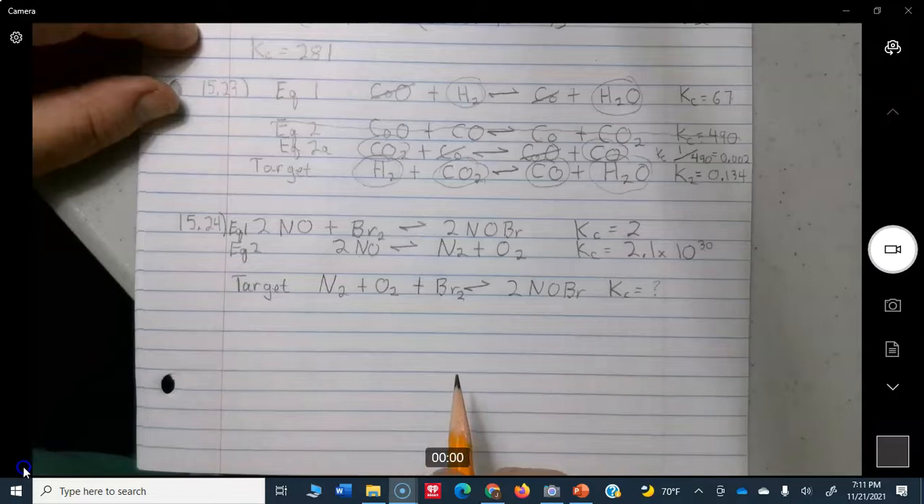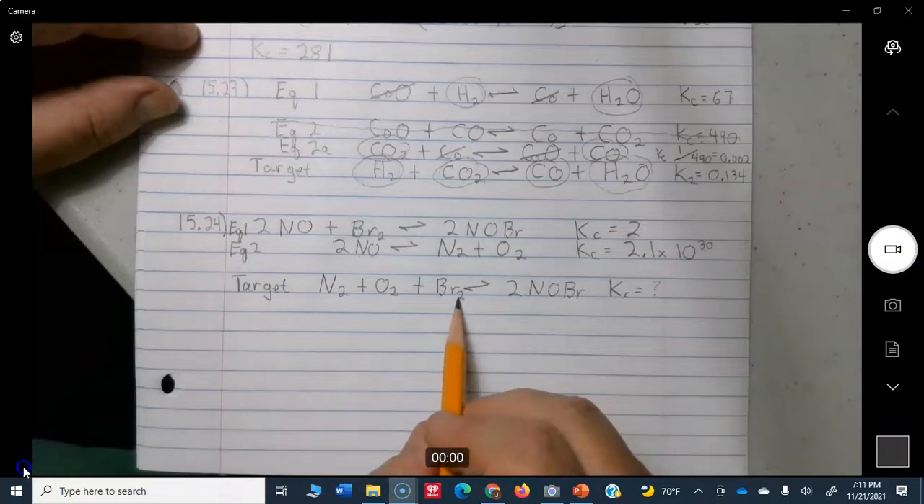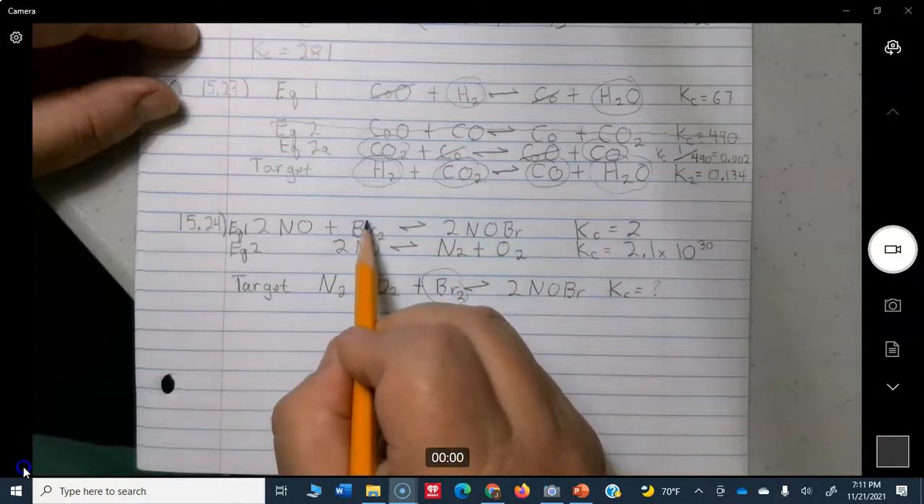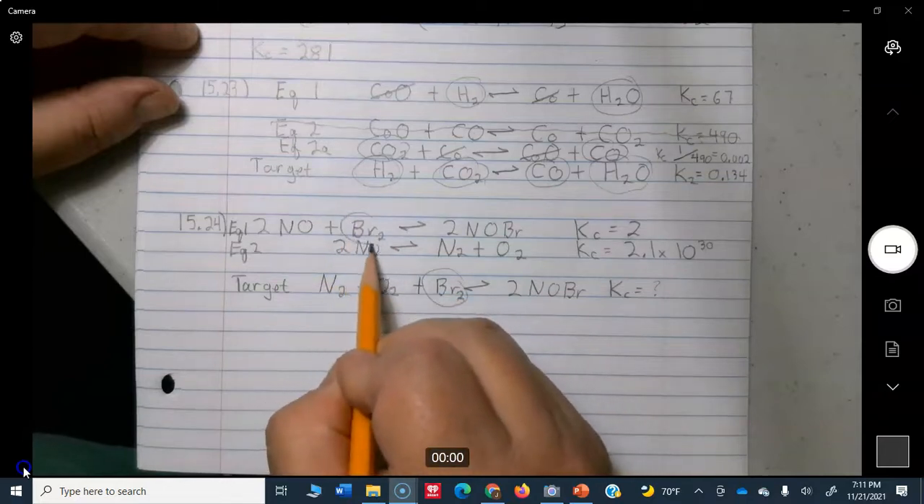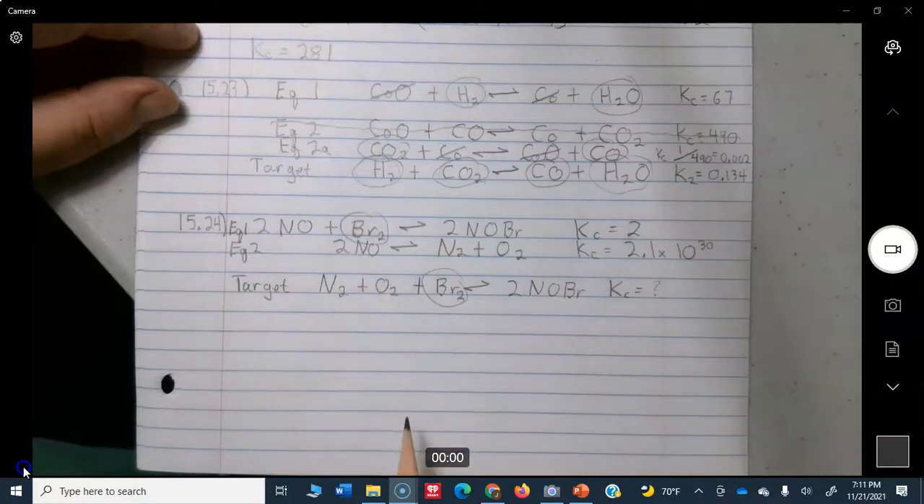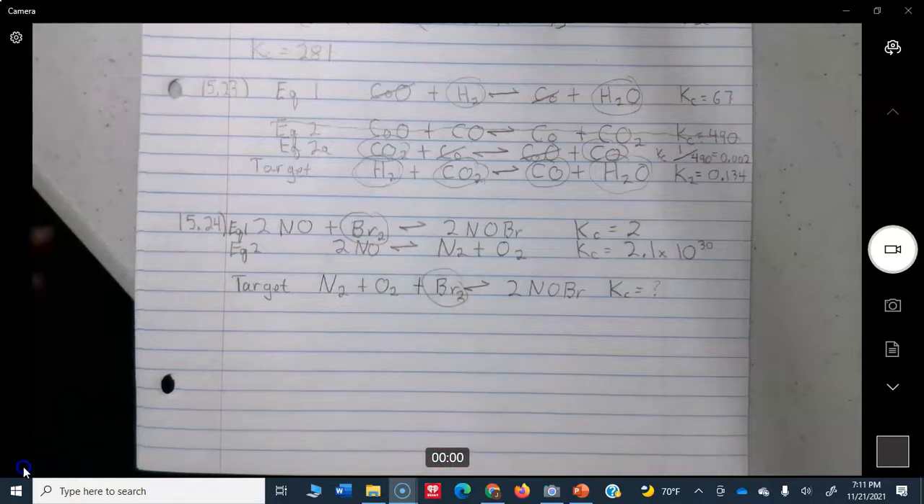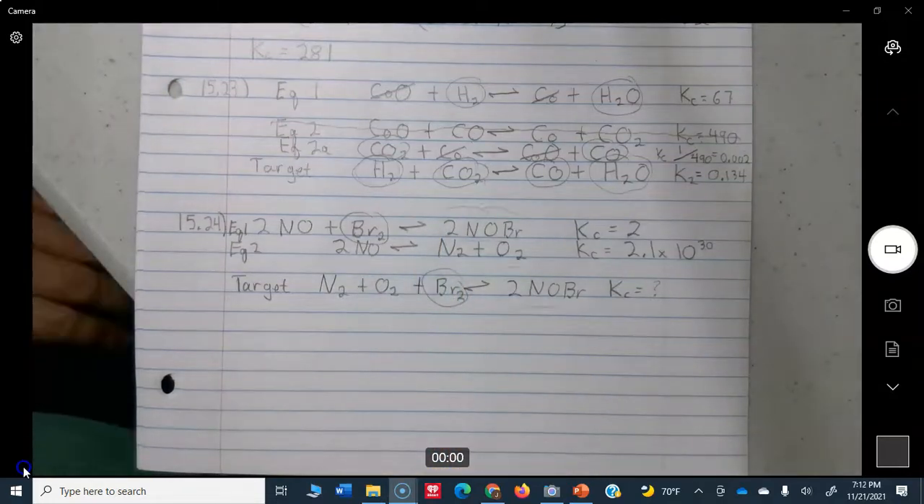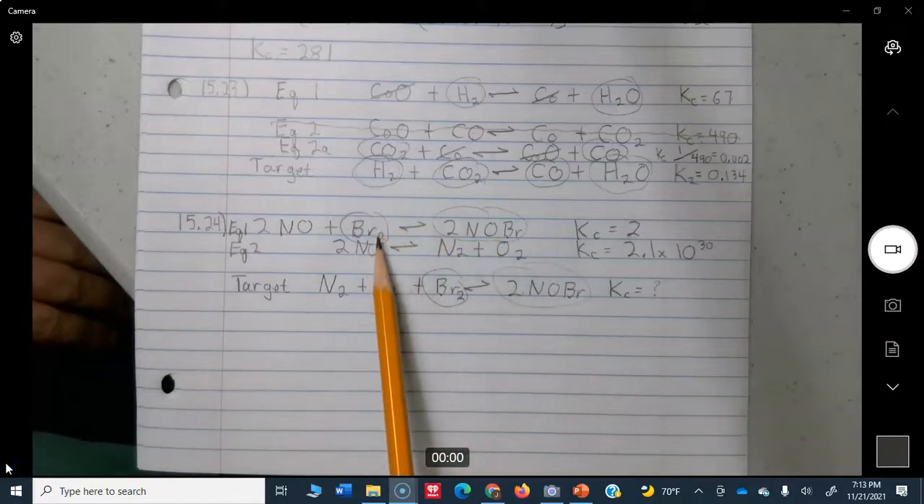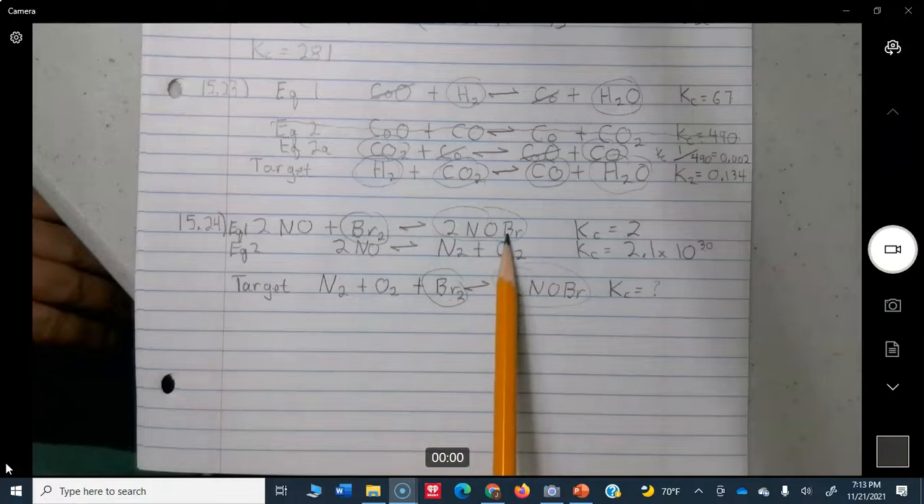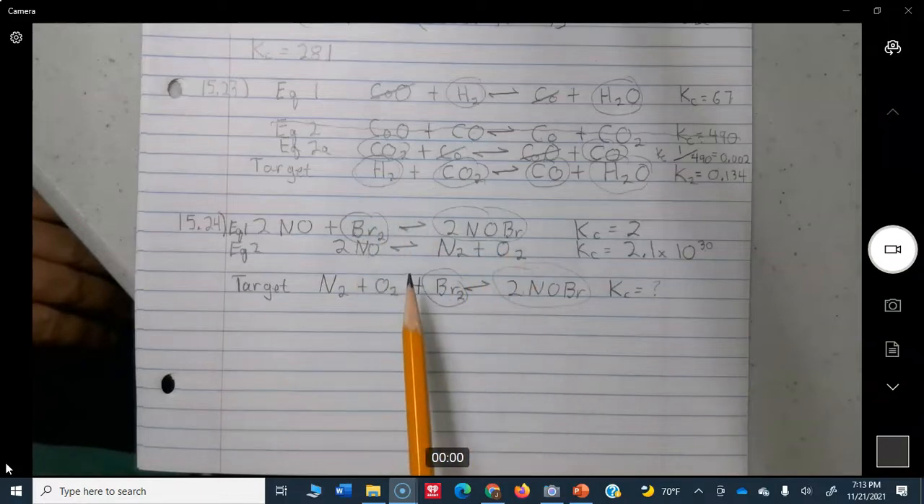Okay, good. All right, so we have a Br2 on the left side of the target and on the left side of equation 1, and it's the correct number of moles, 1 and 1. So it means we don't want to do anything to equation 1. We know that right off the bat just because of that one reactant right there. Okay, so we see the Br2 is on the left side of the target, the 2NOBr on the right side of the target. So equation 1 is good.